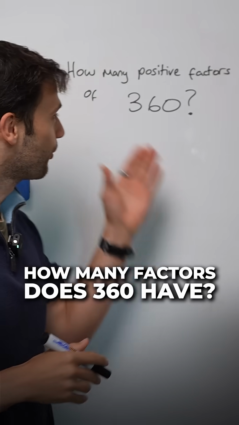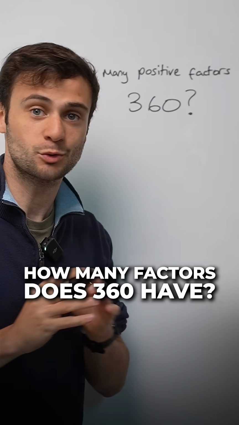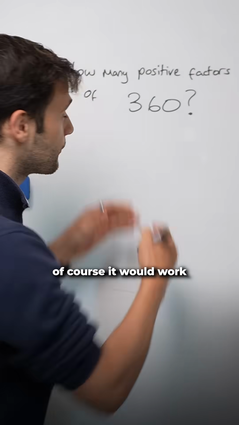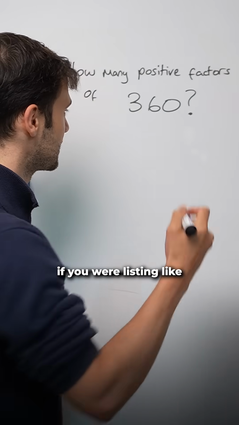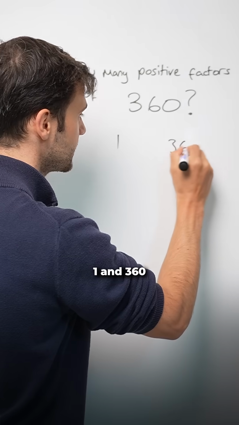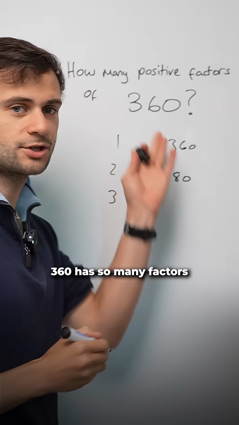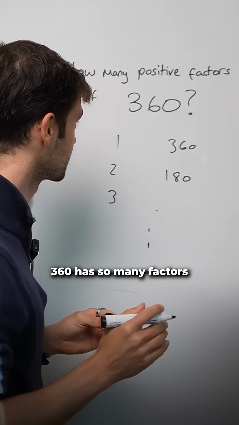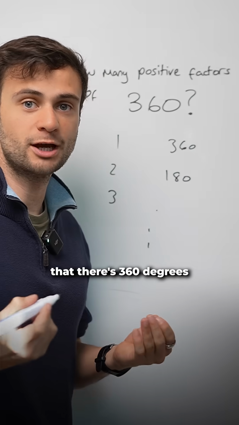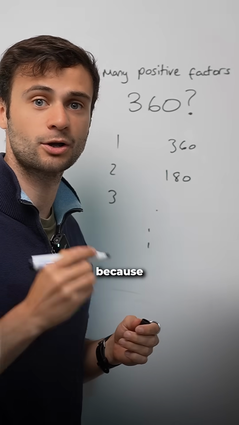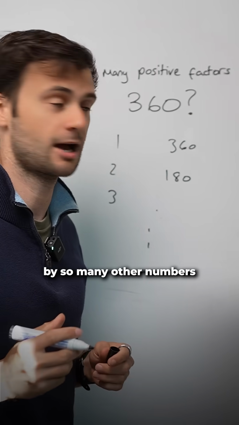If you try to count all the positive factors of 360, you will almost certainly miss one and then get an incorrect answer. Of course, it would work perfectly if you were listing like 1 and 360, 2 and 180, 3. But the trouble is, 360 has so many factors. And literally, the reason that there's 360 degrees in a circle is like the Babylonians chose that number because it was divisible by so many other numbers.